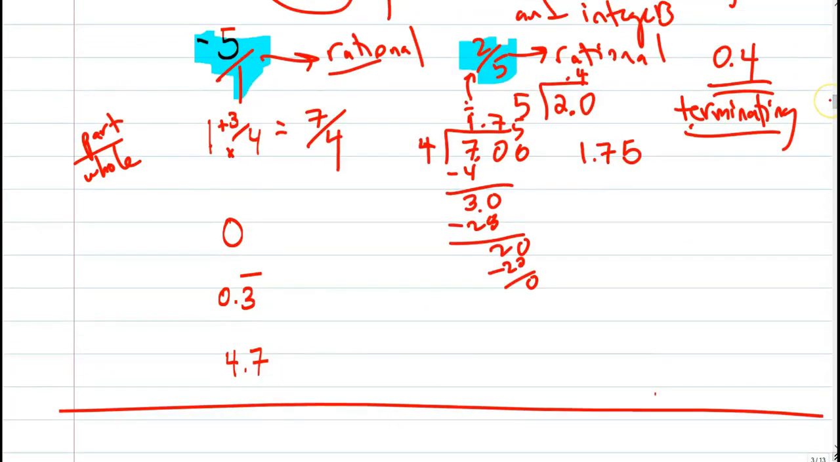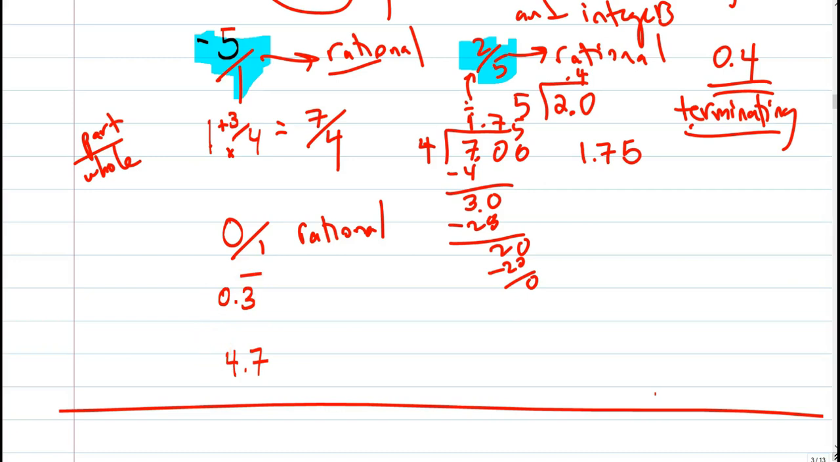That also includes 0. 0, since it was included before, is still rational. How do I know? I could stick it over 1 and it is still 0. I can make it a fraction, 0 over 1, and it's still 0. Therefore, it is rational. What about this 0.3 repeating?